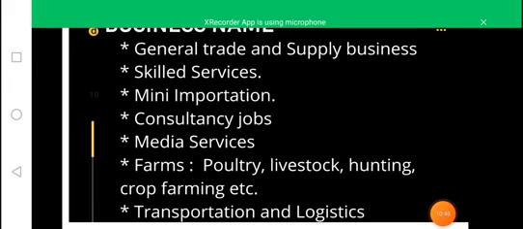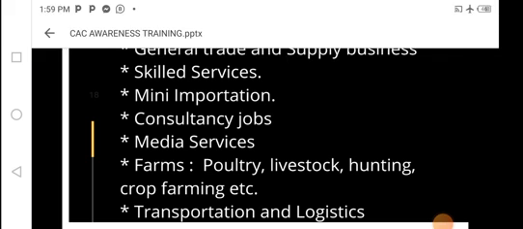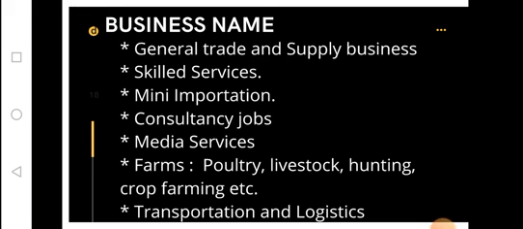So we have general trade and supply business. If you deal in general trade or supply, you supply goods and services, you buy and sell things, maybe hair, you buy and sell provisions, you are a dealer in so kind of part and what have you. You are a dealer in mechanic parts, you are a dealer in fast moving consumer goods, whatever you buy and resell, you could fall under general trade and supply services.